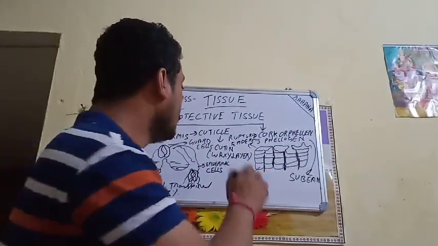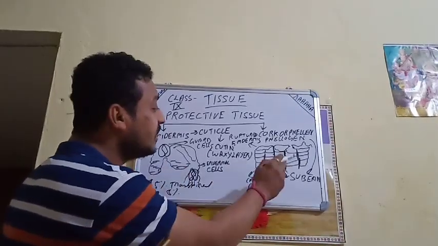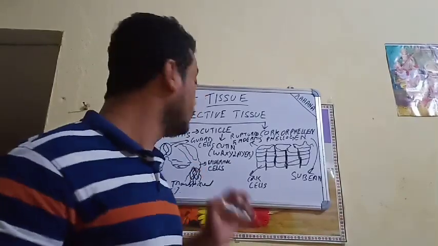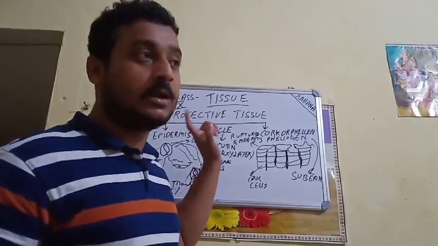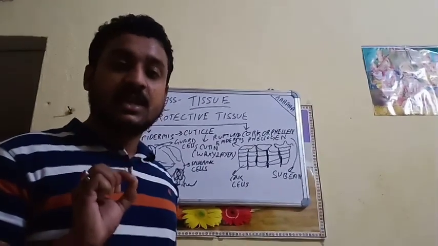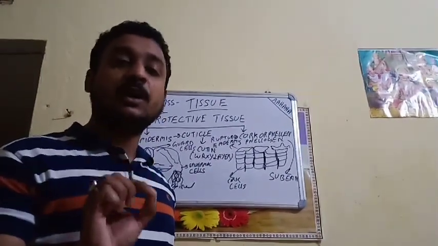I guess it's clear. You must understand the cuticle here and the suberin here. These two are the technical part of the chapter. These two things are the technical part of this topic, protective tissue. I guess it's clear. So please match it with the text and follow the video properly. Try to understand.